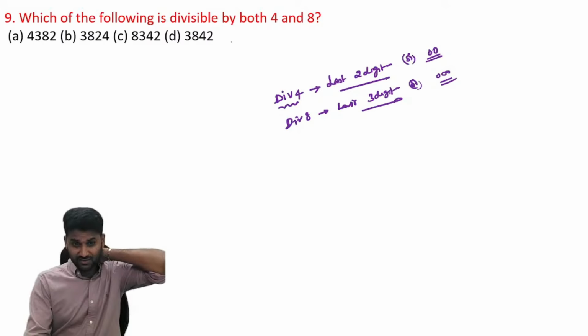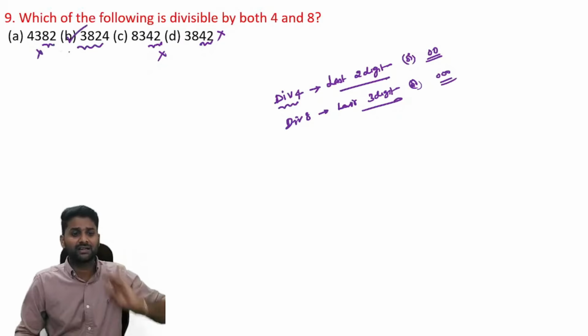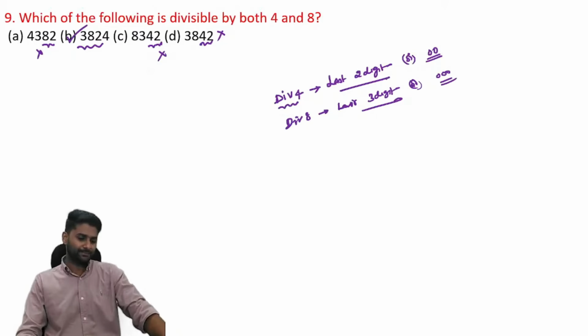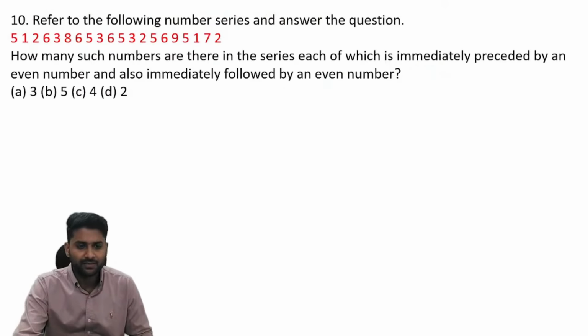Now let's check with divisible by 4. 42 is not divisible by 4. 82 is also not divisible by 4. Then simple answer: 3824 is divisible by both 4 and 8. If you know those rules, you can save your time, guys.